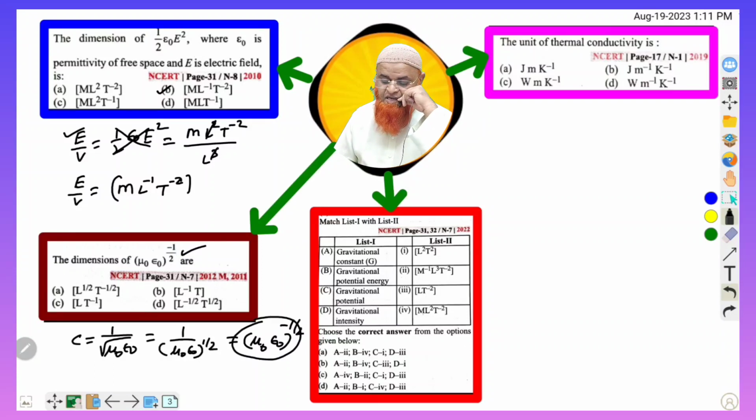So instead of finding the dimensional formula for this tough physical quantity, it is easy to find the dimensional formula for the velocity of light, that is C. Velocity is nothing but L T power minus 1. So directly this is going to be your answer, that is C option.